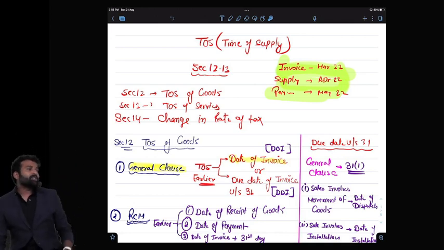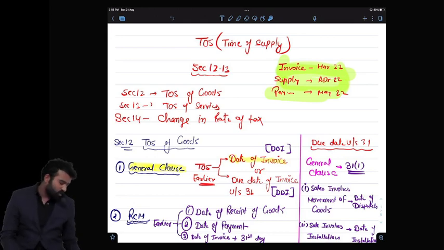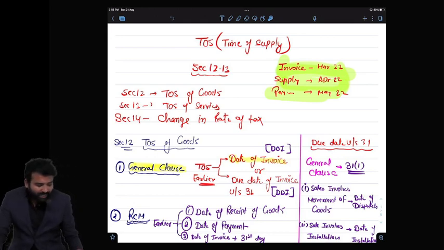Kishore, composition person cannot claim any credit. So how can you ask this question, Kishore? Composition person is not allowed to claim any ITC.